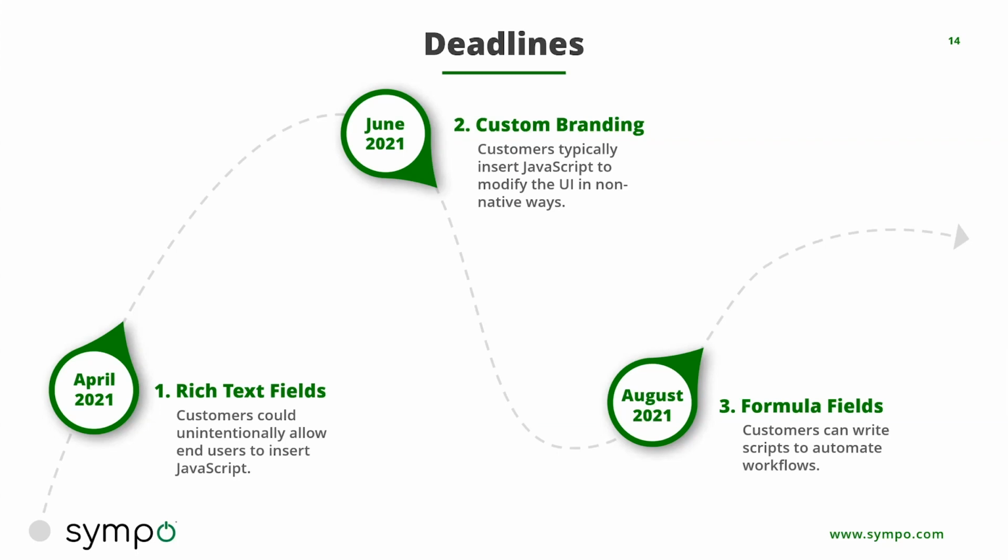This is when Quickbase is closing the ability to inject JavaScript through custom branding, such as your app's footer or header to modify the UI or implement a non-native workflow. And last but not least, the August 2021 deadline. You will no longer be able to use JavaScript in formula fields. This is a very common use case, and we will be walking you through examples today.